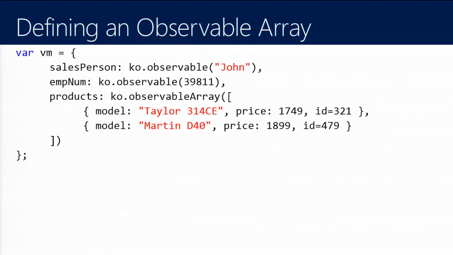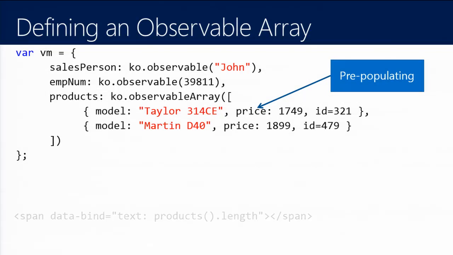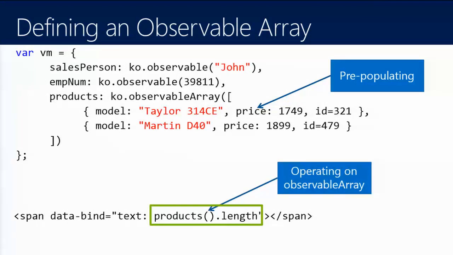How do you define it? Notice here I've got an observable array of plain old JavaScript objects. So the objects themselves are not observable, but the array is as I'm adding these guitars to my array. So I'm pre-populating them in this case. You can add them later too with push or pop. And then I just bind to like products. And I can say products.length to show how many items are in a cart, or I can do a foreach binding through the products. And you can operate on that.